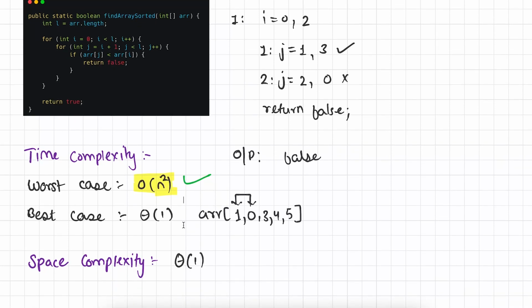And what about space complexity? As we are not using any extra space other than few variables, it means we are using constant space to solve this problem. So the space complexity of this function is going to be theta of 1.